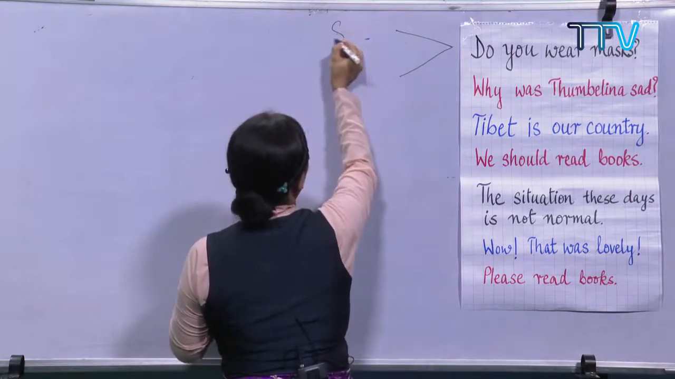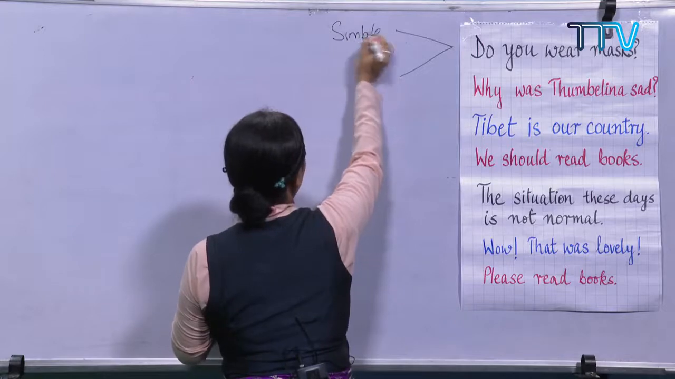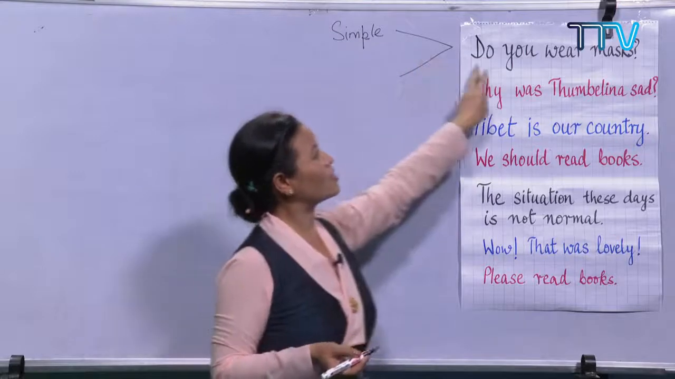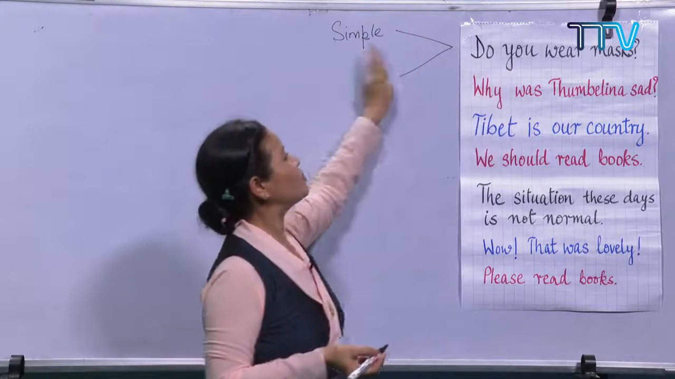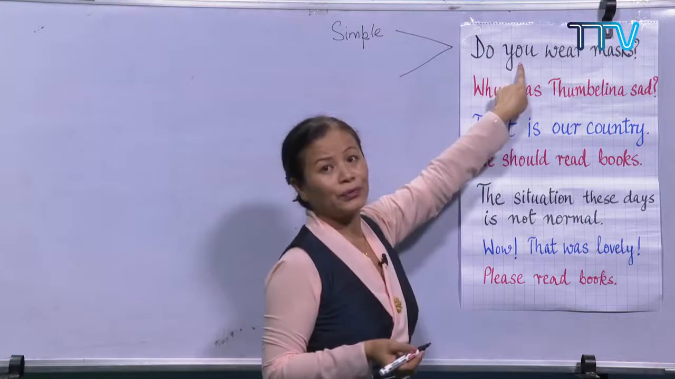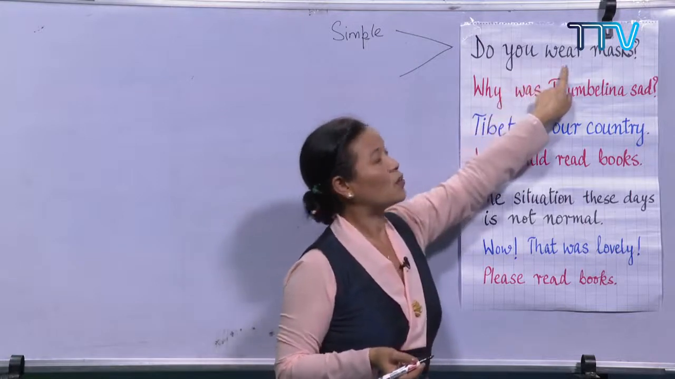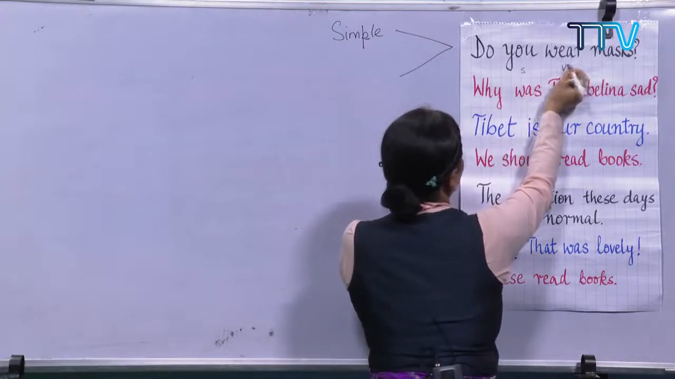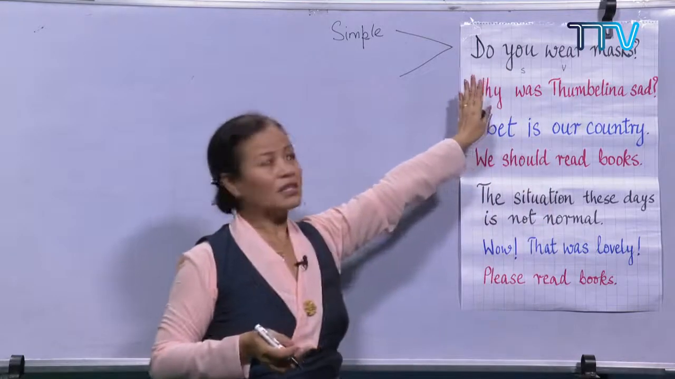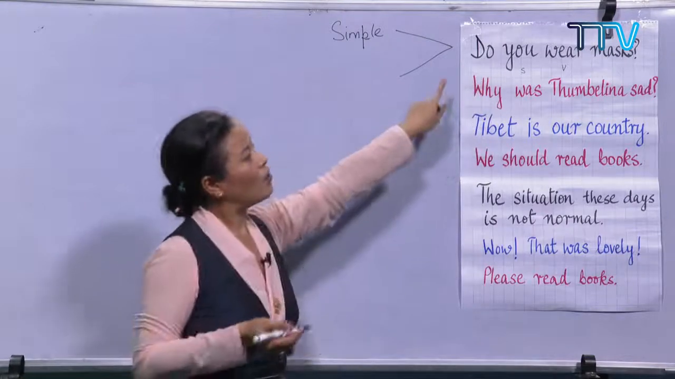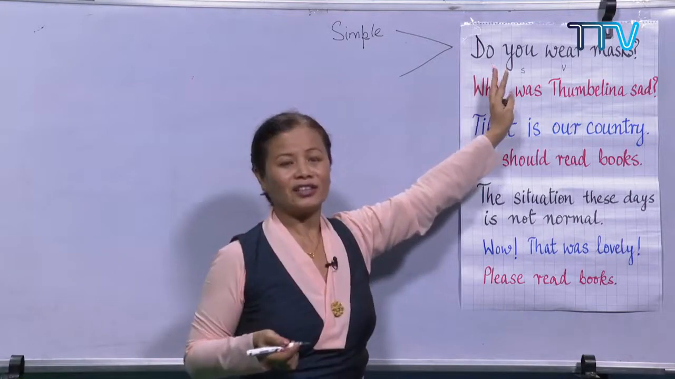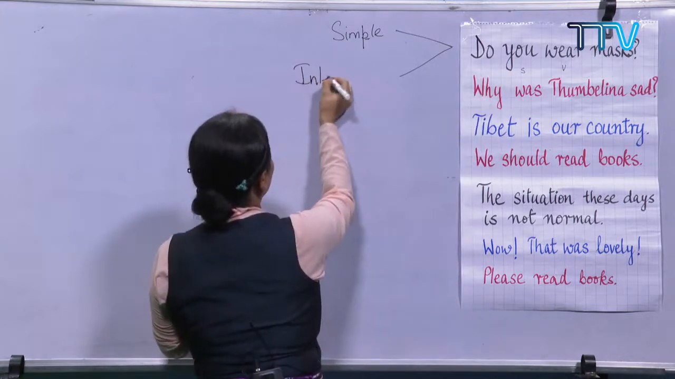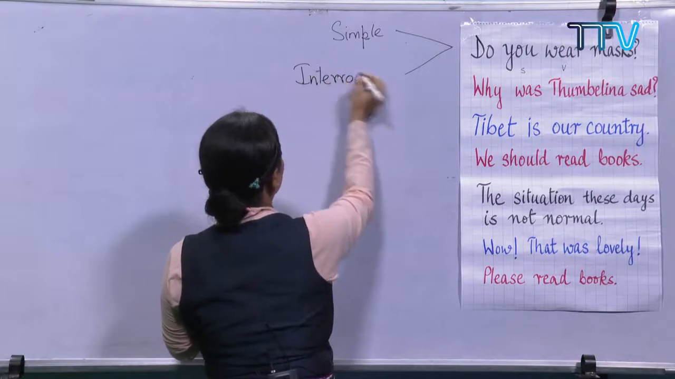This is, of course, a simple sentence if we look at the structure. If we look at the structure of this sentence, this is a simple sentence. You is the subject and this is the verb. So this is a simple sentence. But then, if we look at the function, we get a type of sentence that is called interrogative.